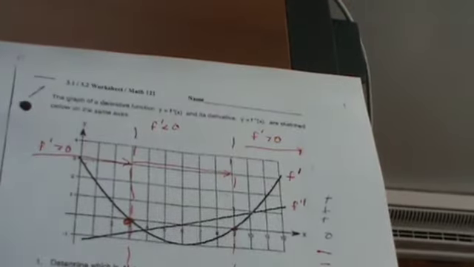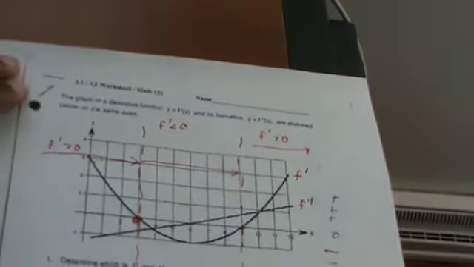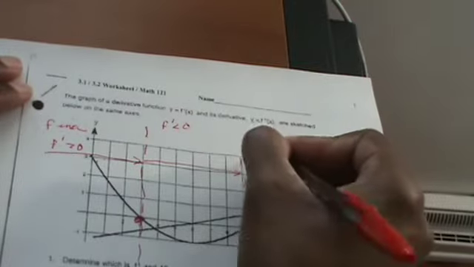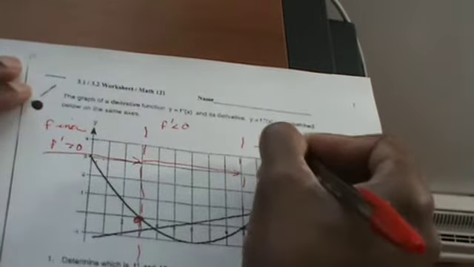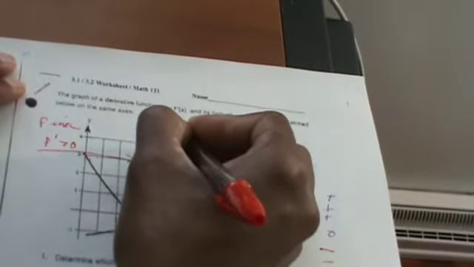All right, now I'm going to code switch. It's in my best interest to code switch. So what does this mean? If f prime is positive, this means f is increasing. This also means f is increasing. And then over here, where f prime is negative, this means f is decreasing.